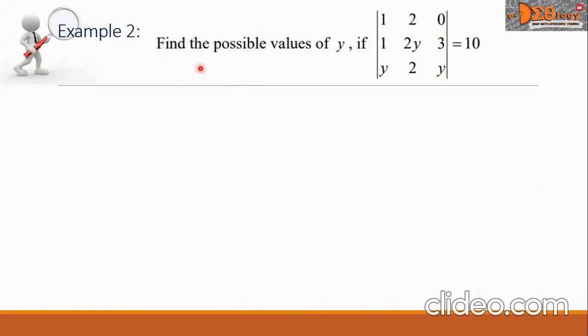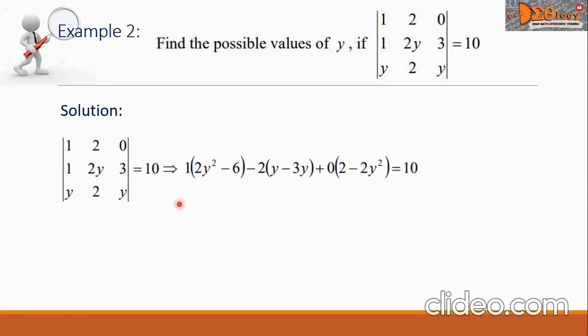Example 2. Find the possible values of y if determinant of this 3 by 3 matrix equals 10. The elements of this 3 by 3 are 1, 2, 0, 1, 2y, 3, y, 2, y, respectively. Let us copy this problem down here. Then we will use the expansion by minors along the first row. It will be like this. We will have 3 groups.